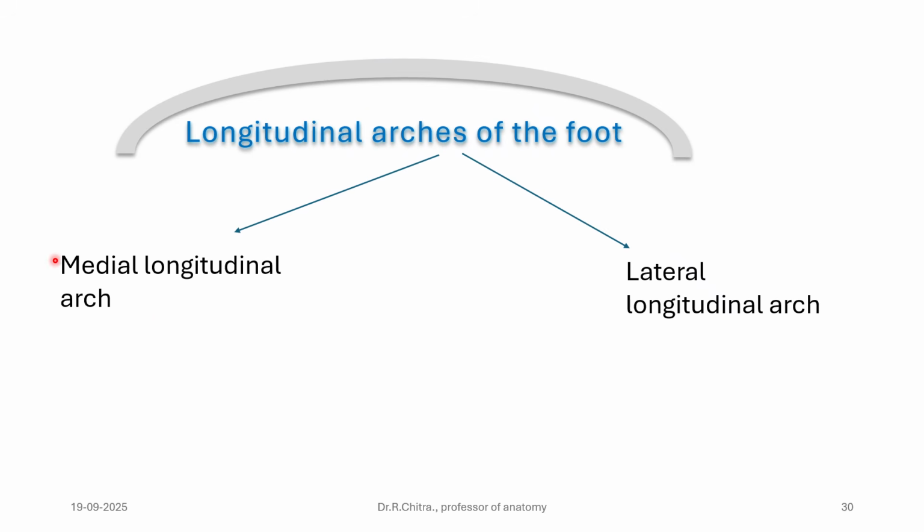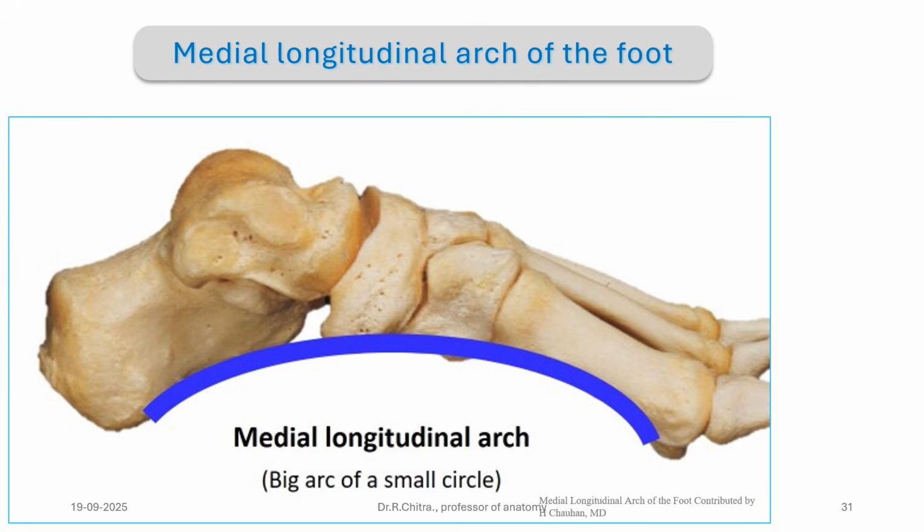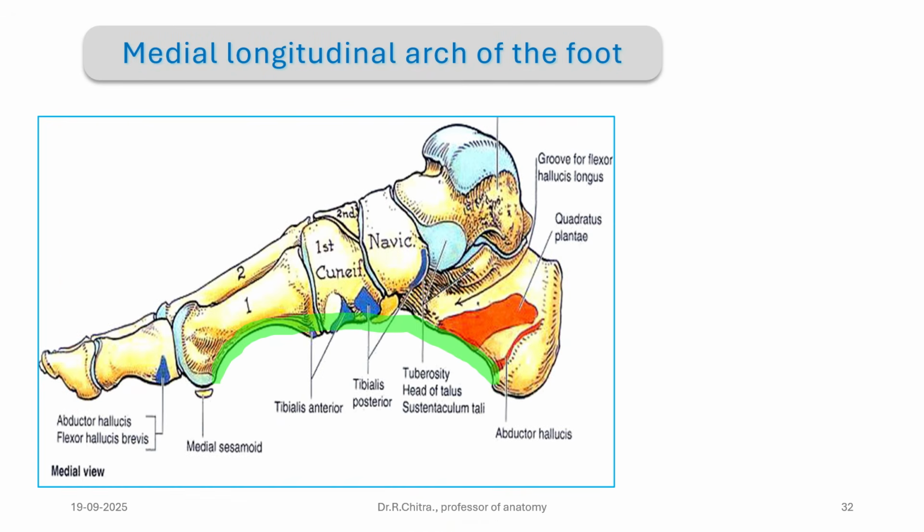Longitudinal arches: we have the medial longitudinal arch and the lateral longitudinal arch. Now we will start with the medial longitudinal arch. These are the bones which form the medial longitudinal arch. It resembles the big arc of a small circle. Compared to the lateral longitudinal arch, it is higher, more mobile and more resilient.